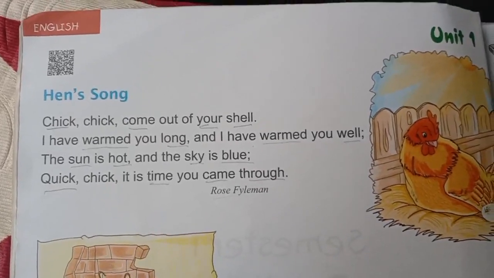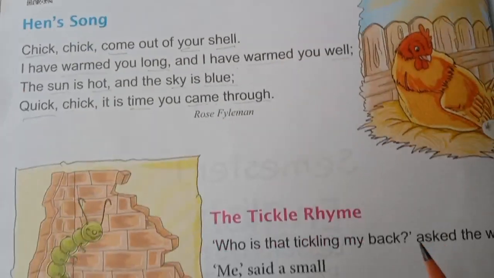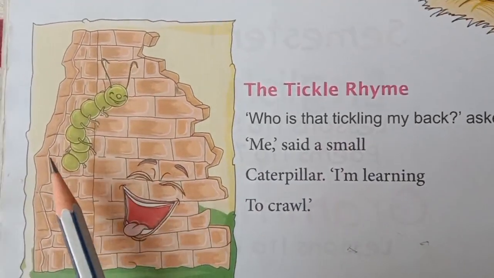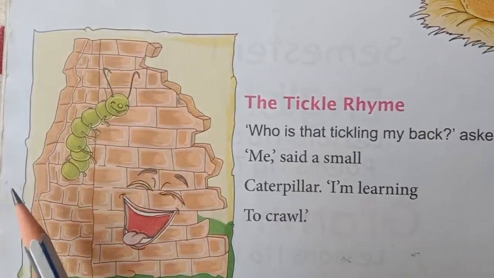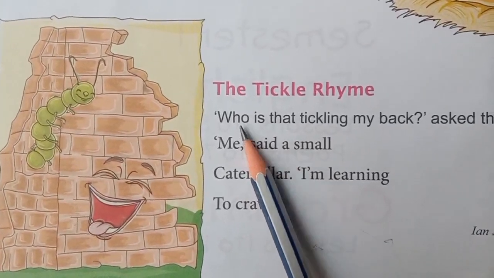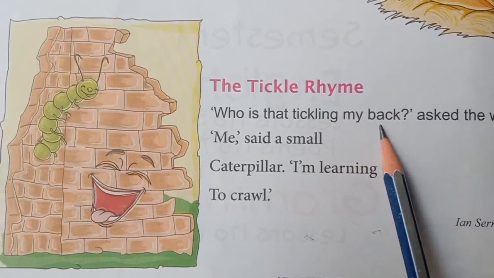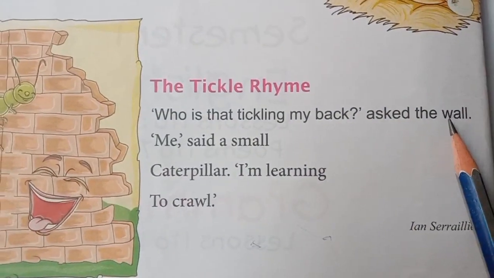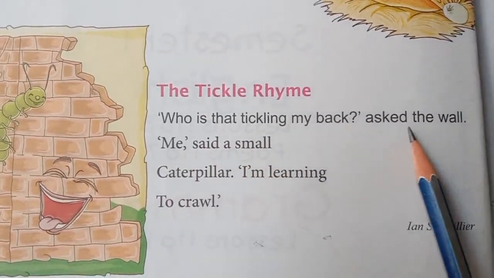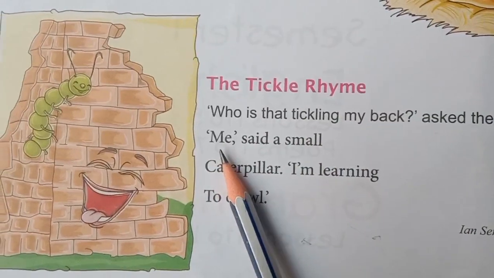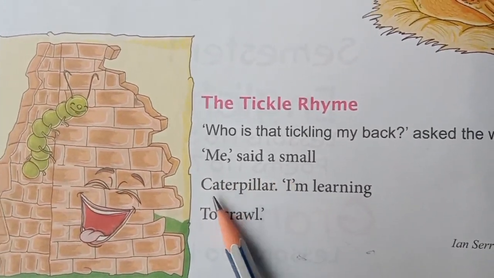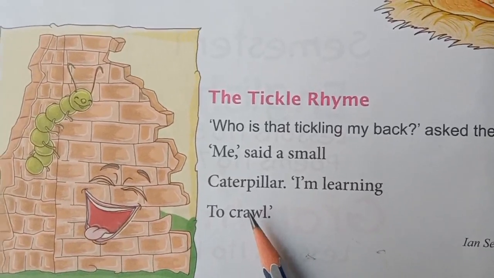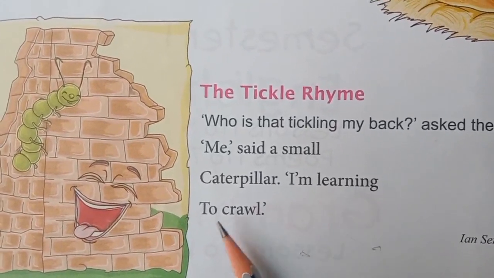See, children, yesterday we finished the hen's song. See here, the tickle rhyme. How that wall is laughing when that small caterpillar is learning to crawl on its back. Who is that tickling my back? Right? That wall is asking, who is that tickling my back? Asked the wall. Me. How do you have to say? Me, said a small caterpillar. I am learning to crawl. How does that caterpillar reply? I am learning to crawl.